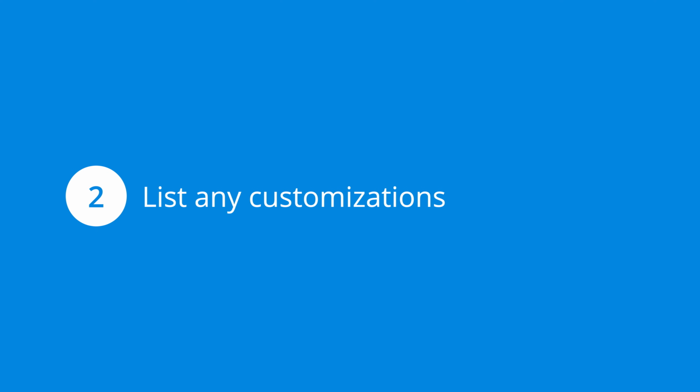Step 2 is to create a list of any tracking customizations you've made. For example, you might have implemented e-commerce tracking to record the items people purchase on your website. Or if you're using universal analytics, you might have added event tracking to report how many people are downloading a particular PDF on your website.